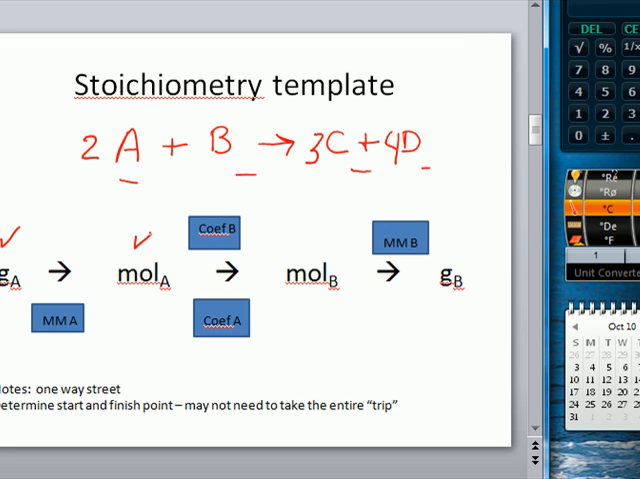You can start at either grams or moles, and you can end up with either moles or grams. So sometimes you don't need to make the whole trip. If you start here and end here, you don't need to worry about the other two conversions. In my template that I've written here, if you see something below the yield sign, it means you will be dividing by, in this case, the molar mass. In this case, you will be multiplying by the molar mass.